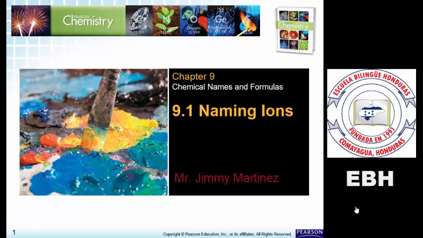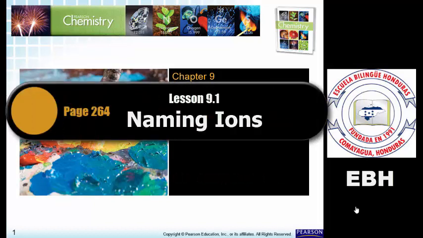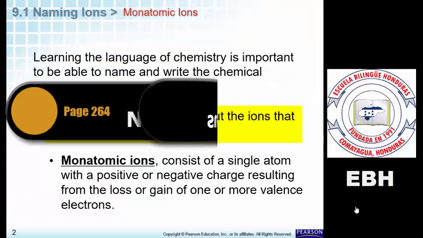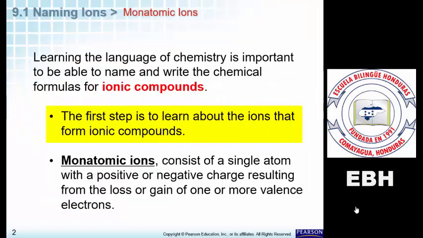Hello guys, we're going to start the fourth partial of 10th grade chemistry. You see on the screen we talk about Chapter 9, Lesson 9.1, Naming Ions. That's on page 264. Okay, over here on the screen you see what is an ionic compound.